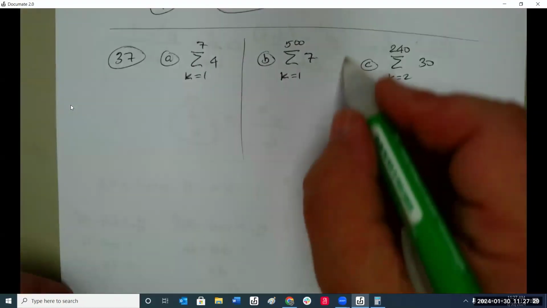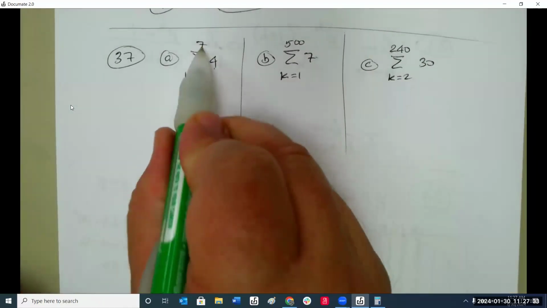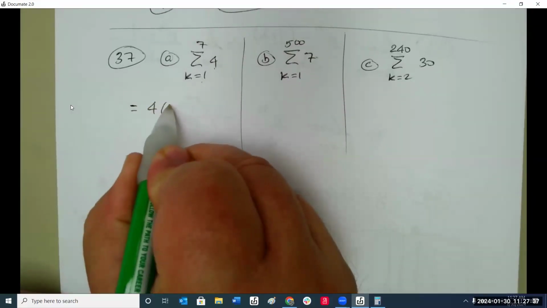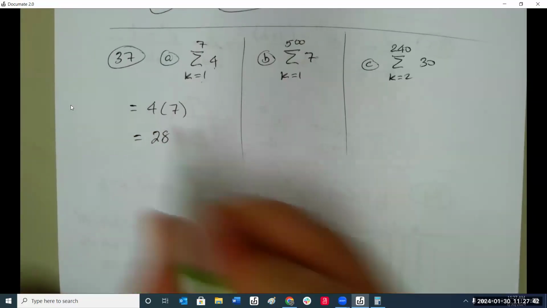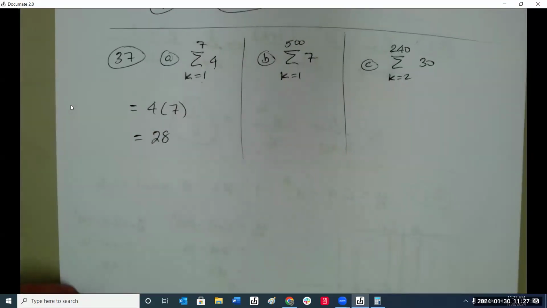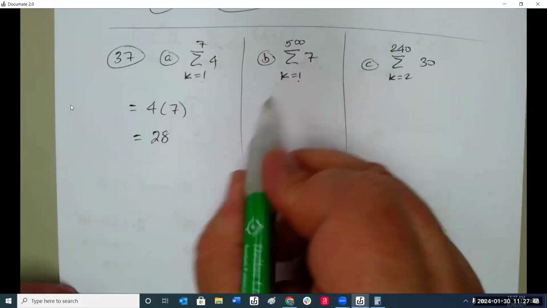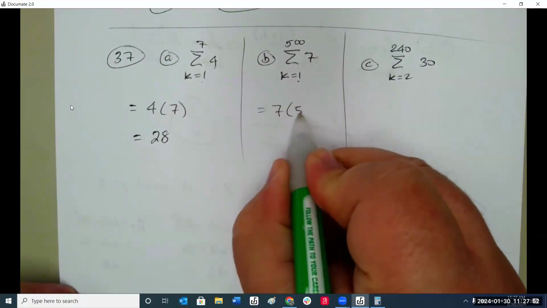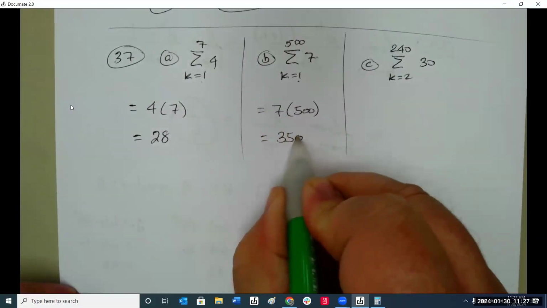So the summation of a constant from 1 to 7 is the same thing as the constant, since it's added 7 times, 28. Same thing here. Since it starts at 1, goes to 500, and it's the constant added to itself 500 times, you get 3,500.